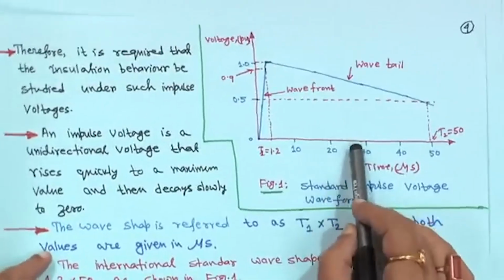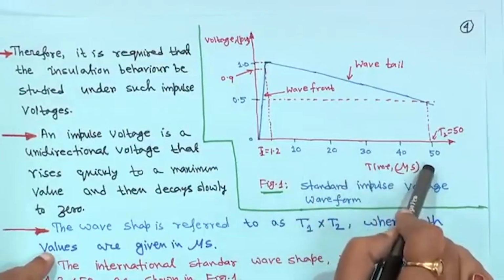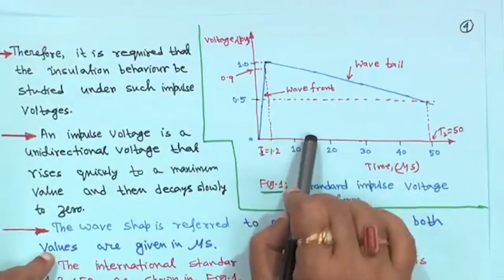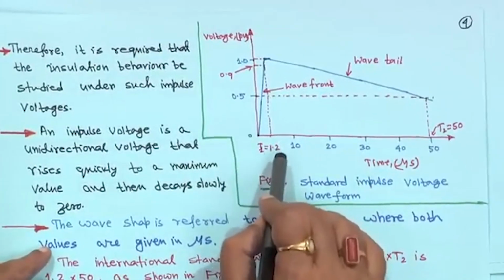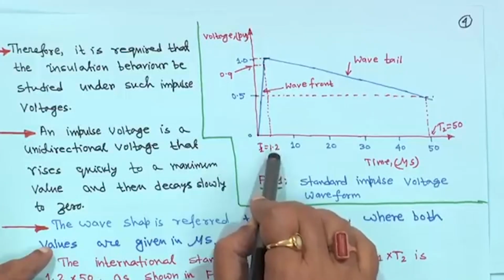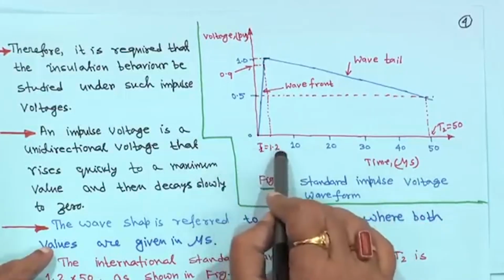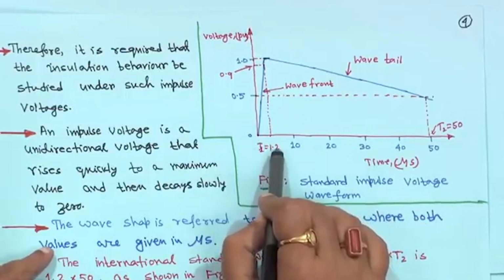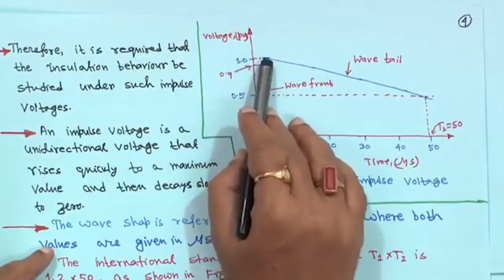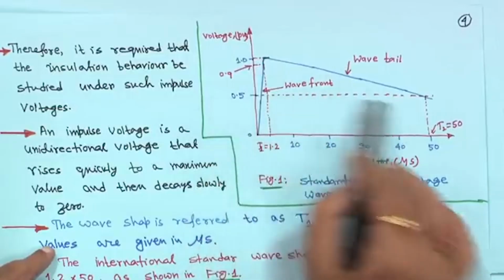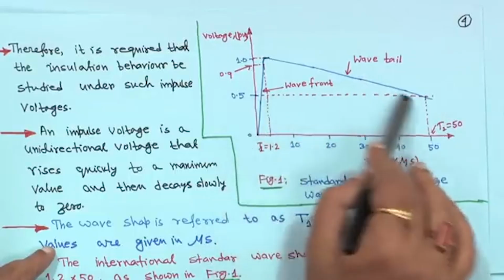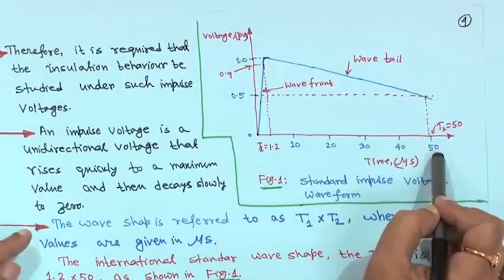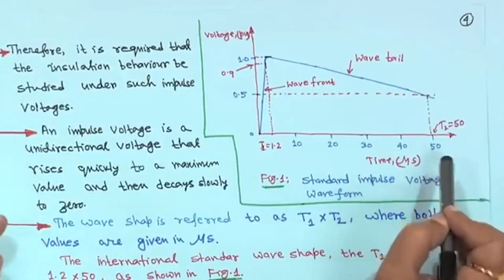For example, if you look at the graph, this side is microseconds and this side is voltage per unit. If T1 is equal to 1.2 microseconds, the voltage reaches its crest value, that is the peak value, 1. Finally it decays, this is the wave front and this is the wave tail, and it reaches 50% of the crest at 50 microseconds. That is what they call T1 into T2, as shown in figure 1.